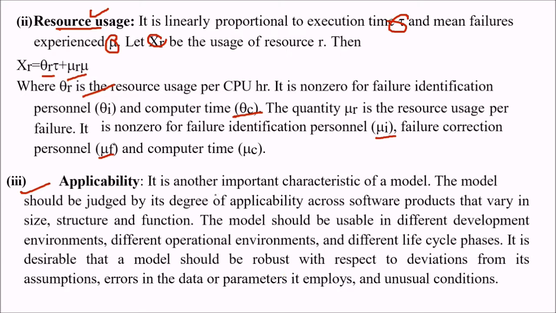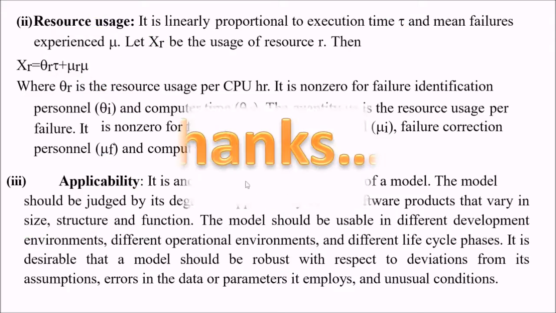Applicability is another important characteristic of a model, and the model should be judged by its degree of applicability across software products that vary in size, structure and function. So the model should be usable in different development environments, different operational environments and different life cycle phases. It is desirable that the model should be robust with respect to deviations from its assumptions, errors in the data and the parameters it applies, and certain unusual conditions.